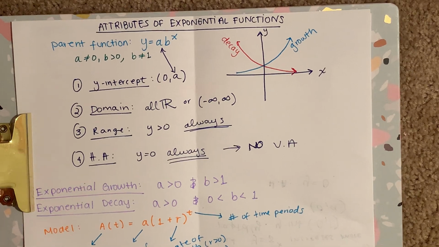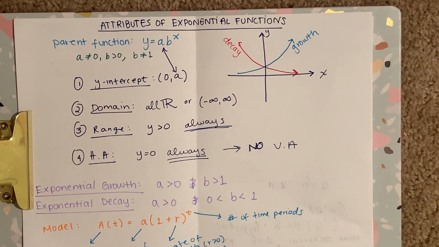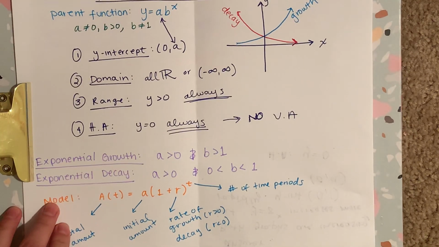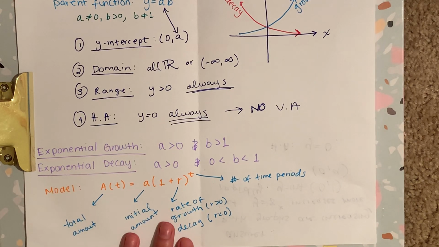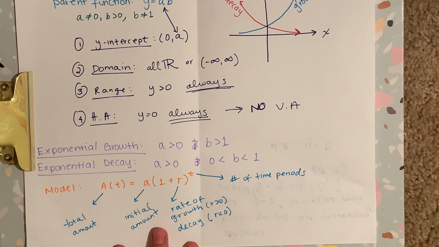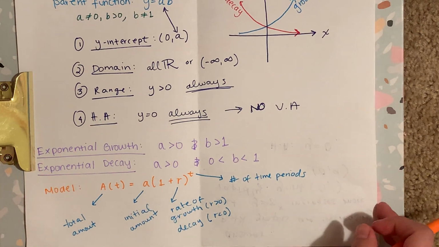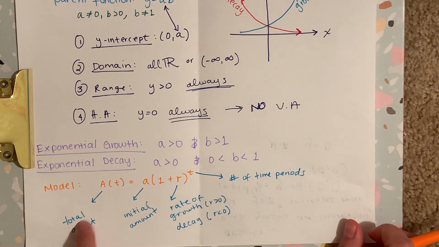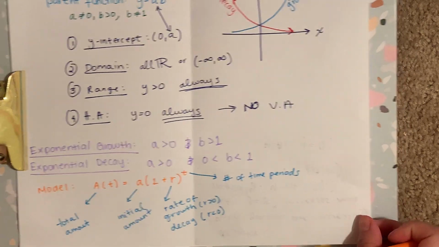Okay, part 3 of our attributes of exponential functions. So we already went over parent function, the attributes, the exponential growth and decay, and the model. So the model is what we're going to focus on for this video, because we're going to go over the example of modeling exponential growth, right? So just make sure that we know what our model looks like and what each letter represents, right?